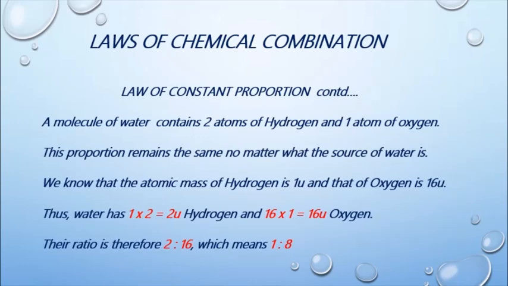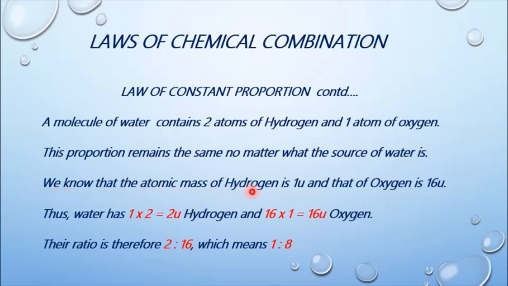Now you may think that from where 1:8 came. For that, we have to find out about the atomic mass of hydrogen and oxygen. A molecule of water, the formula is H2O. That means two atoms of hydrogen are there and one atom of oxygen is there. This proportion remains the same no matter what the source of water is. We all know that the proportion of water will always be the same, it will always be H2O. It never becomes H3O or H4O. No, it is always H2O only.